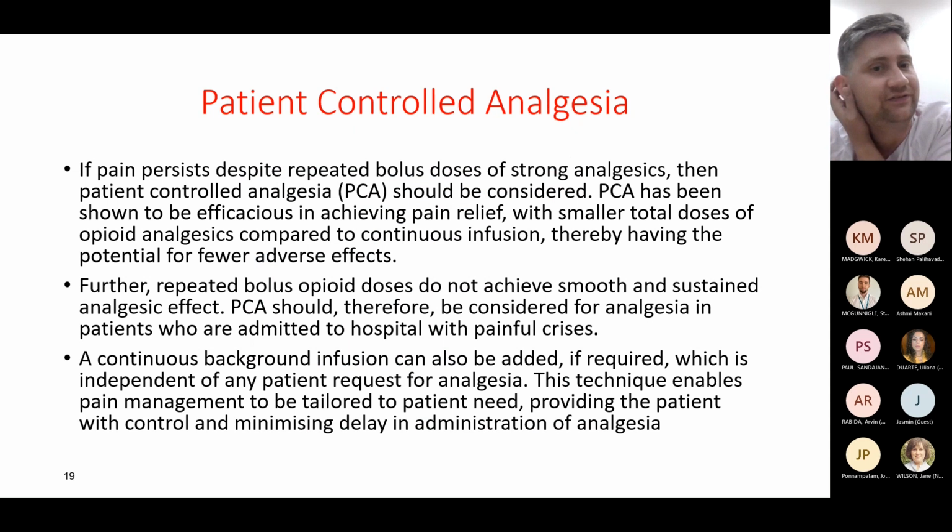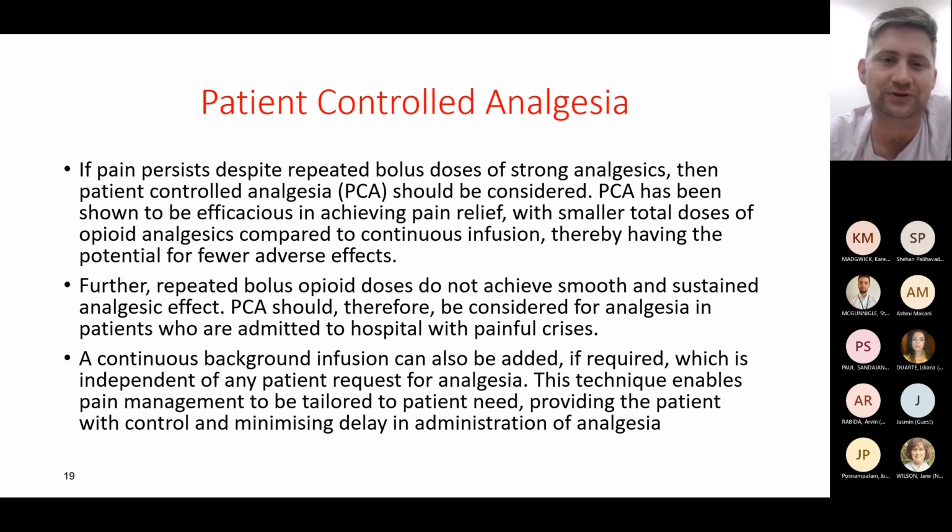So briefly, if the pain persists despite repeated bolus doses of strong analgesics, then patient-controlled analgesia should be considered. PCA has been shown to be effective in achieving pain relief for smaller total doses of opioid analgesics compared to continuous infusion, thereby having the potential for fewer adverse effects.